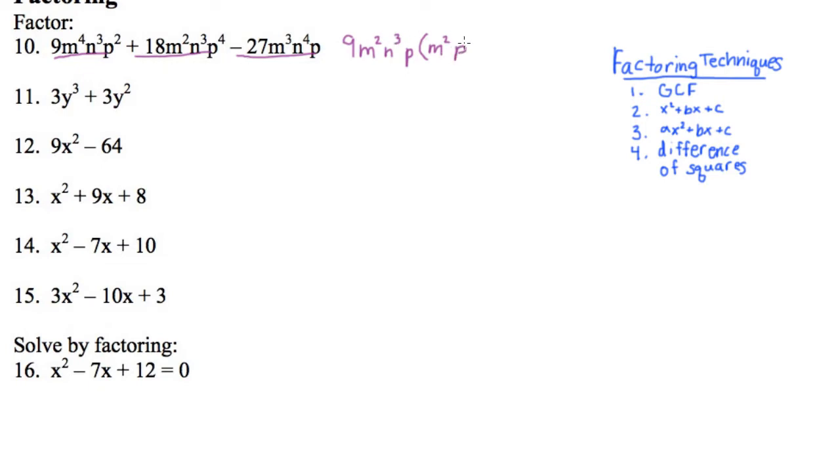Okay, plus, next term. If I divide a 9 out of 18, make sure you don't subtract here. You're dividing a 9 out, so that leaves you with 2. The m squared gets divided out. The n to the 3rd gets divided out. Now the p's, 1 of the p's gets divided out. So that means that there are p to the 3rd left, p. Minus 3mn.